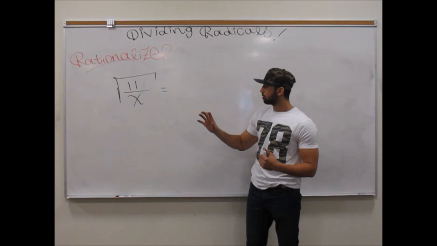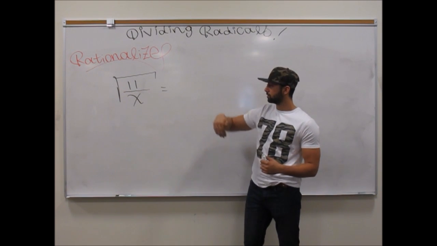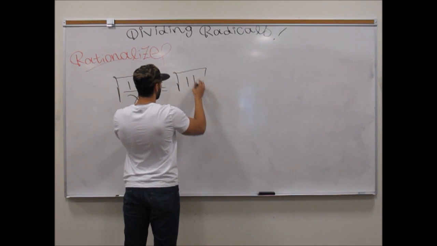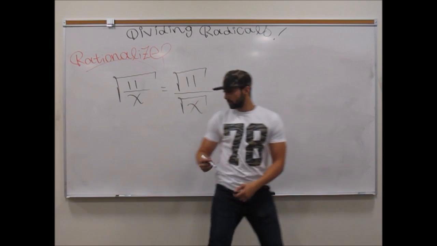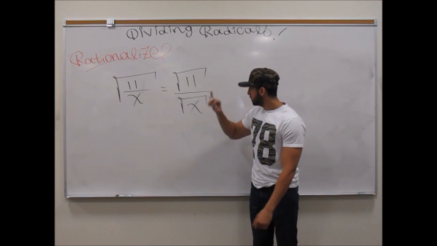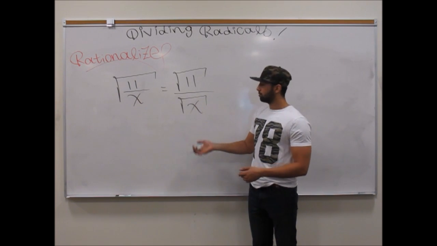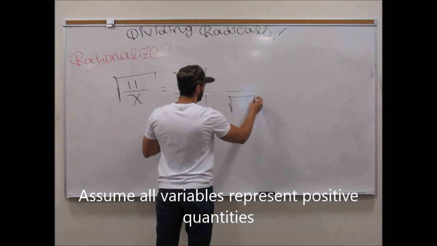So I'm going to go ahead and separate the radical onto the numerator and denominator, to get rad 11 over rad x. So then we're getting somewhere, but then we have a radical in the denominator, and we don't want that. So I'm going to rationalize it by multiplying the top and bottom by it.